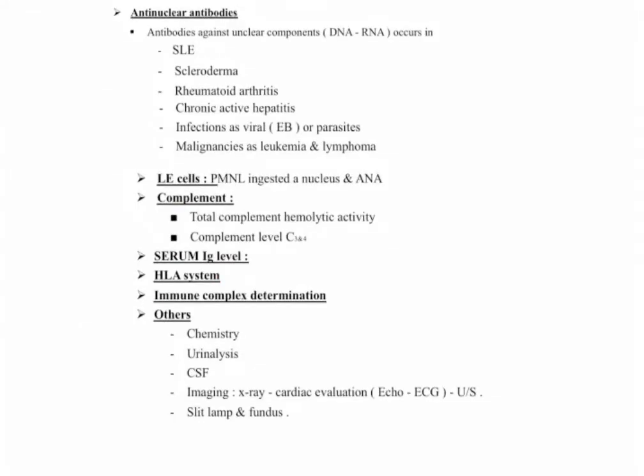Anti-nuclear antibody is the antibody against the nuclear component, DNA and RNA. Where do we see positive anti-nuclear antibody in the questions? Scleroderma, rheumatoid arthritis, chronic active hepatitis, infection such as viral Epstein-Barr virus, malignancy such as leukemia, lymphoma. LE phenomena or LE cell.